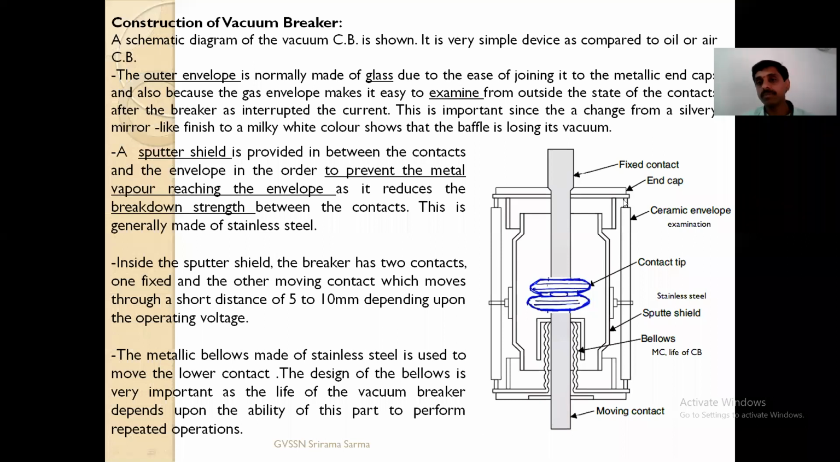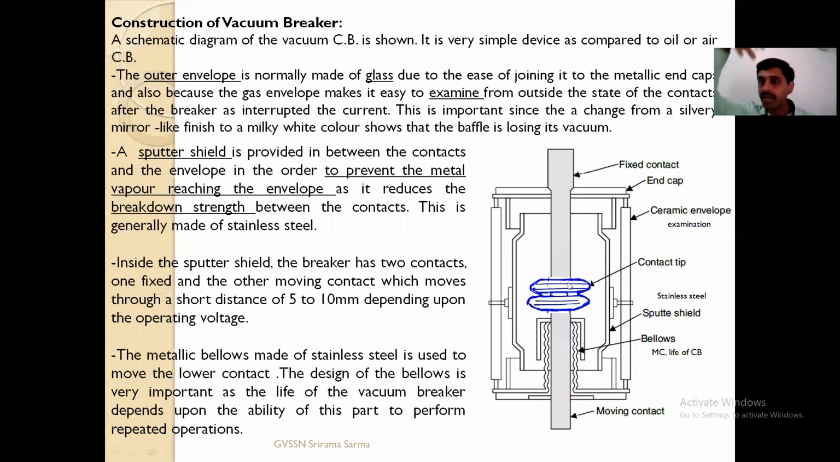You can see a ceramic envelope where the end caps are here and here, and these are the fixed contacts. Fixed contact and end cap are connected together. That means if you open the end cap, the fixed contact will open along with it. And this is a ceramic envelope for examination purpose.